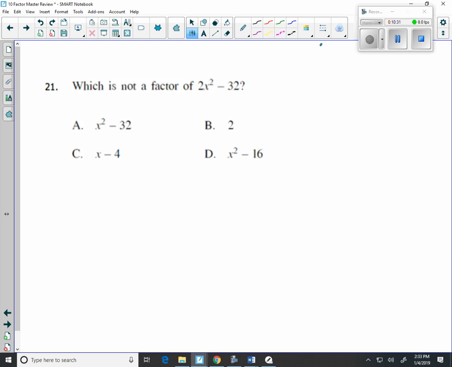So the first thing we're going to do is always look for that KCF. So 2 is my smallest number. Let's see if I can divide it out. 2x squared divided by 2 is x squared. 32 divided by 2 is 16. And that is a perfect square.